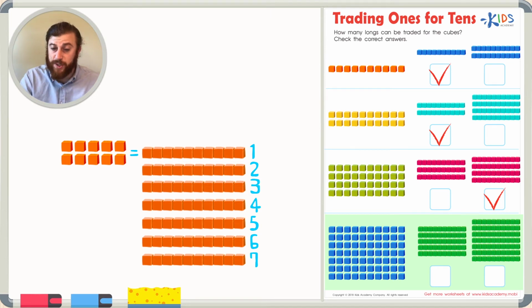Well, in the first answer choice, there's 1, 2, 3, 4, 5 longs. That's not correct. Our second answer choice must be correct, but let's count just to make sure. There are 1, 2, 3, 4, 5, 6, 7 rows of longs, or 70 cubes in total. We can go ahead and check that as our correct answer choice.